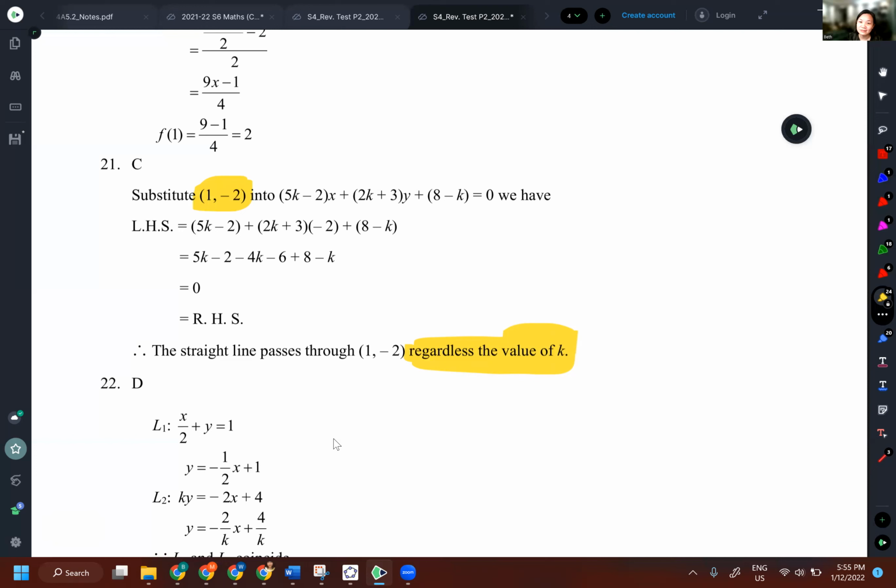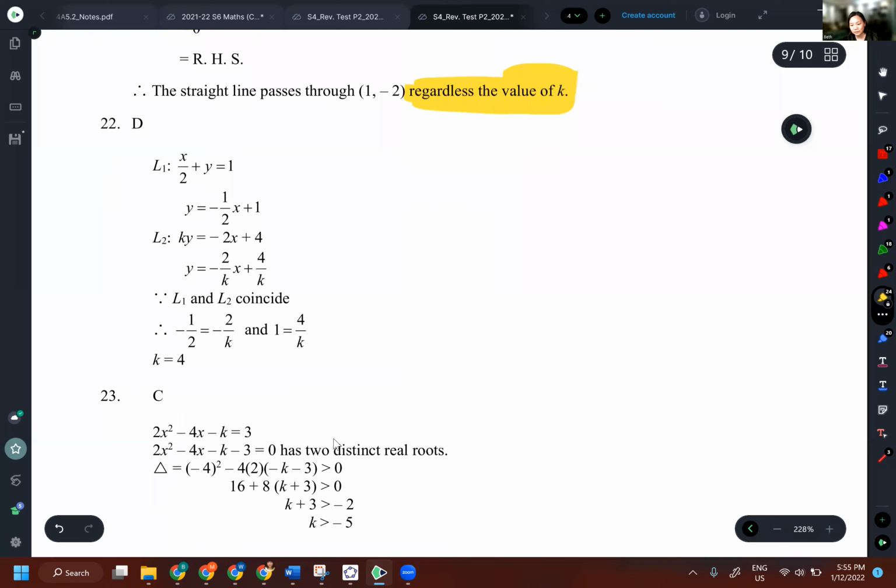You will see more things like that when you study further in math. 22. 22, L1 and L2 coincide. Therefore, their slopes are equal, y-intercepts are equal. I set up 2 equations, and any of these 2 equations give me the same answer, k equal 4. So k equal 4.